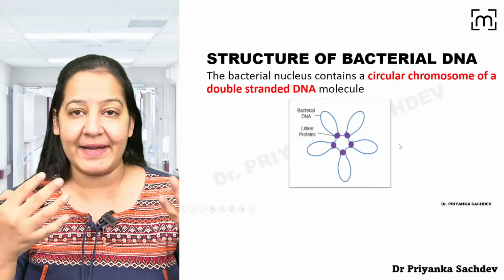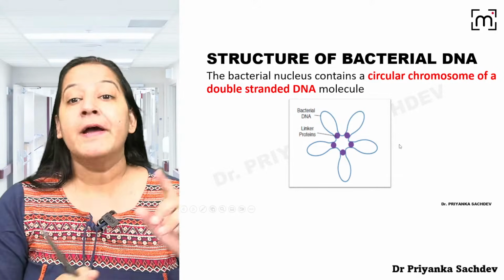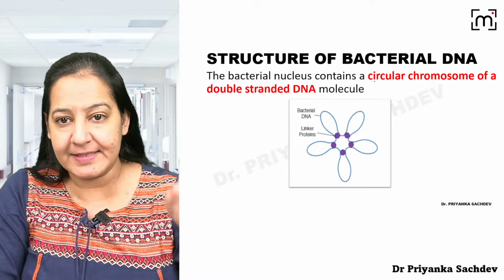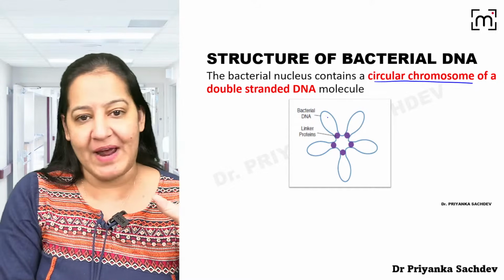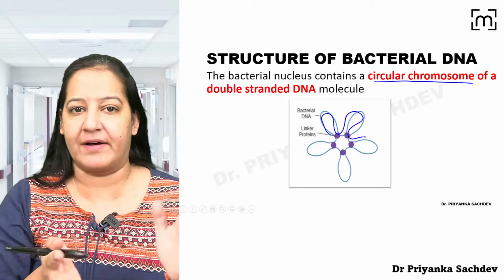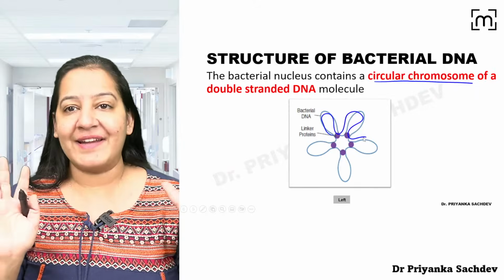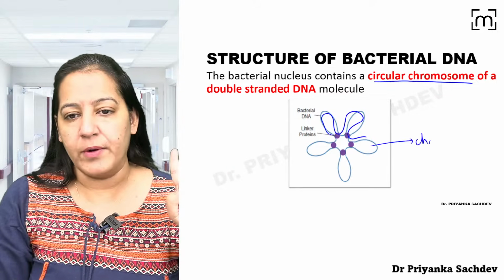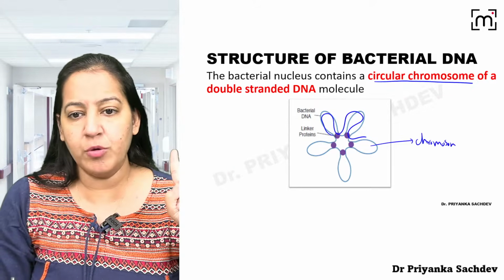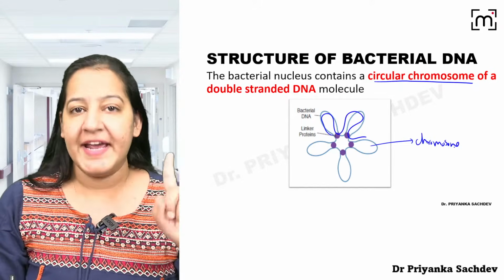Before understanding bacterial genetics, you must understand the structure of the bacterial DNA. Now, the bacterial DNA is a circular chromosome with double-stranded DNA. You can see it's a double-stranded DNA and it's in the form of a circle. That is the structure of a bacterial DNA. Now, the bacterial DNA, this is the chromosome. The chromosome is single and it's circular. It's a circular single chromosome in the bacteria.